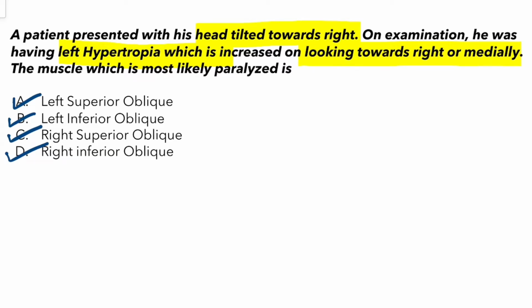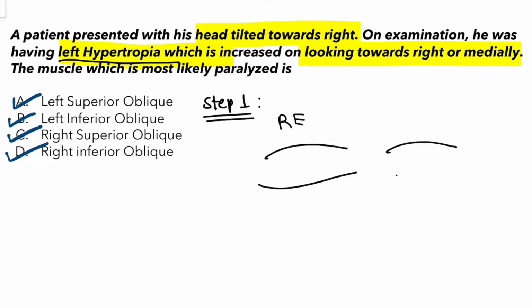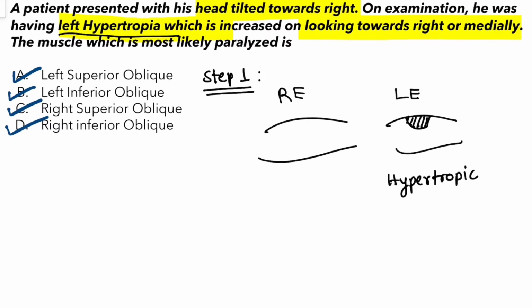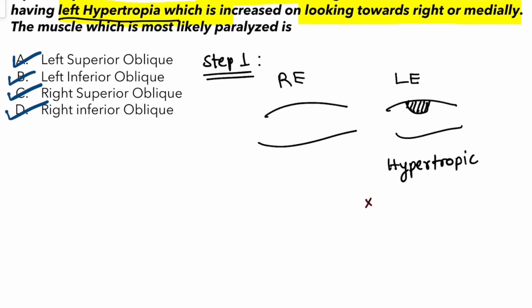So it has 3 steps. The first step is to identify the hypertropic eye. Here the left eye is hypertropic, so left hypertropia, so right eye and left eye. Left eye is hypertropic. That means the depressor muscles of the left eye are not functioning fully. We can say that the depressor muscle of the left eye is palsied.